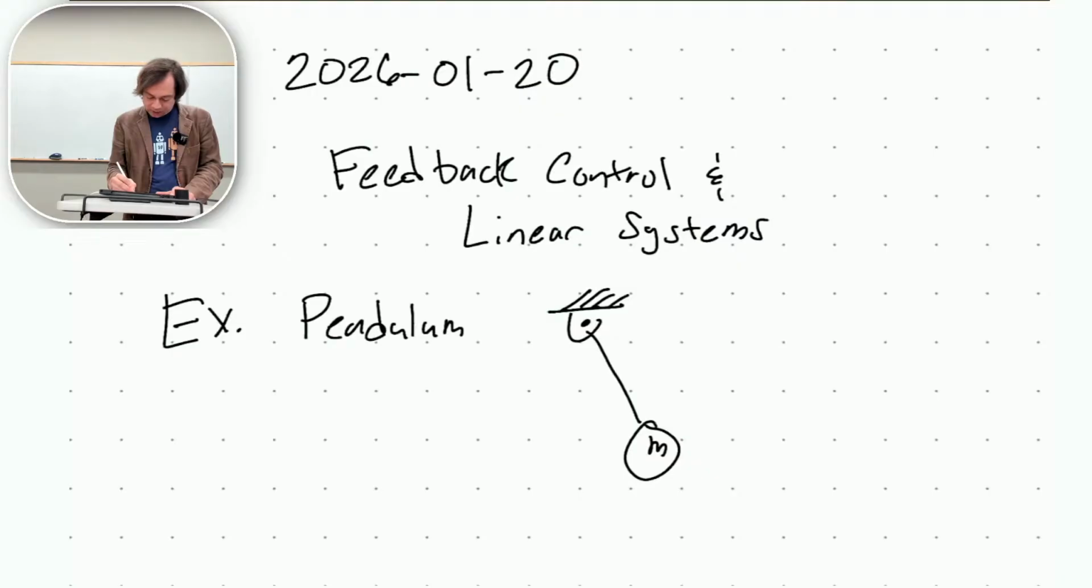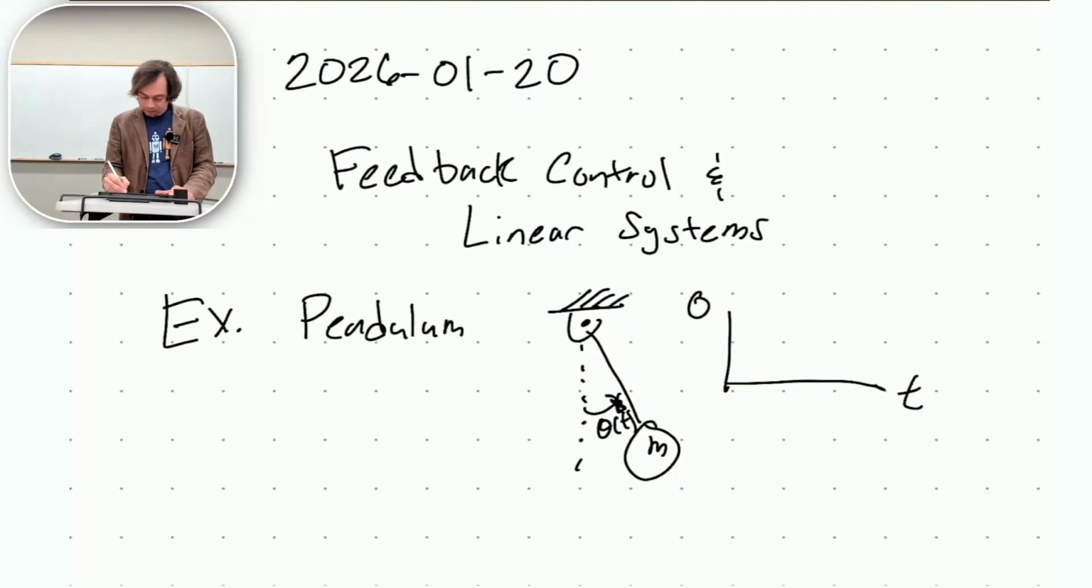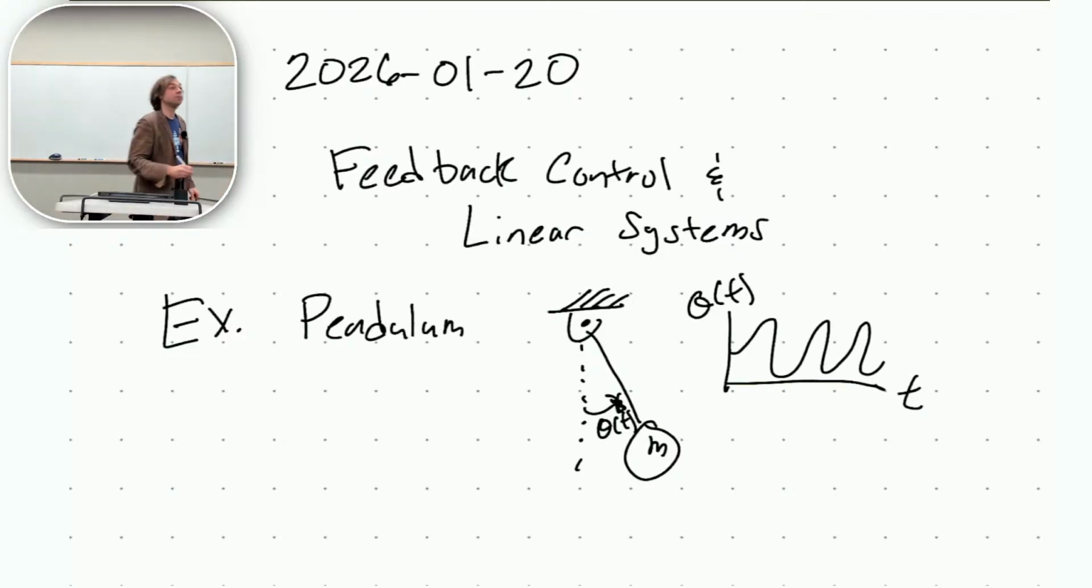That was just swinging around. Okay? Where you had some time and you had some angle. Theta of t over time. And it was doing like this thing, right? To use the technical term. Like this thing.